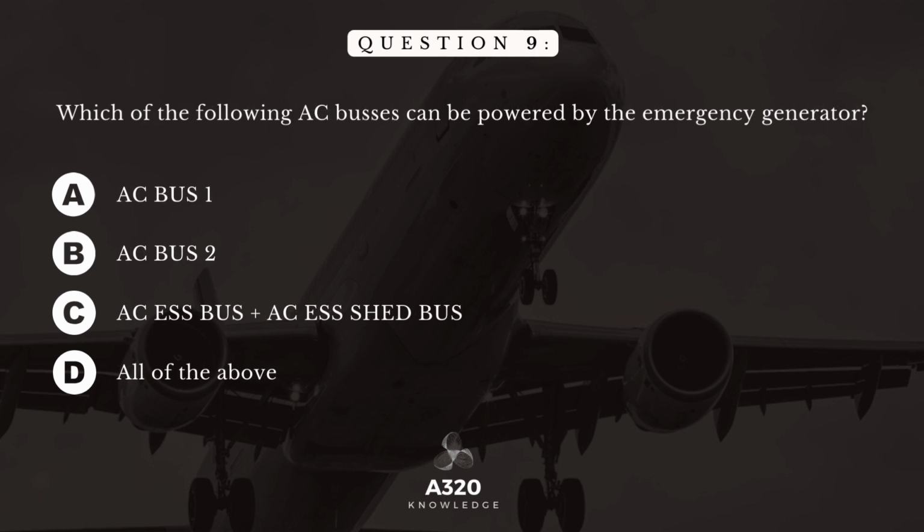Question 9. Which of the following AC buses can be powered by the emergency generator? A. AC Bus 1. B. AC Bus 2. C. AC Essential Bus and AC Essential Shed Bus. D. All of the above.